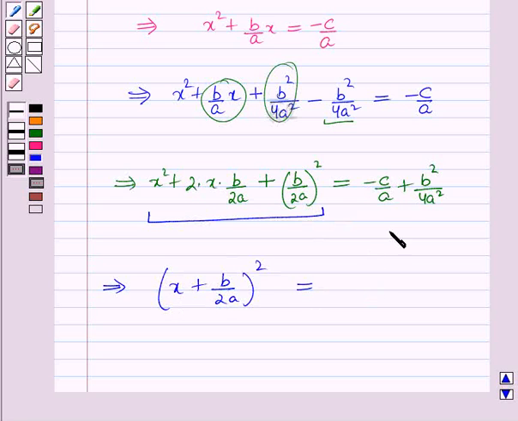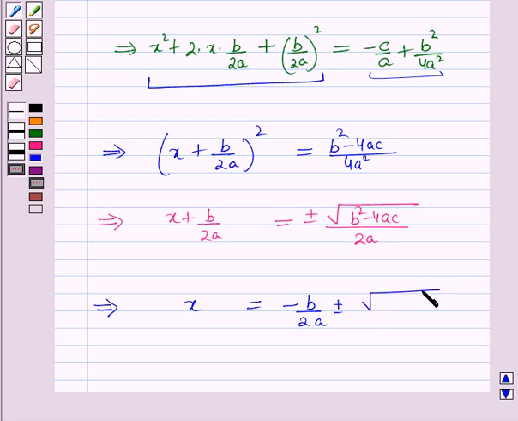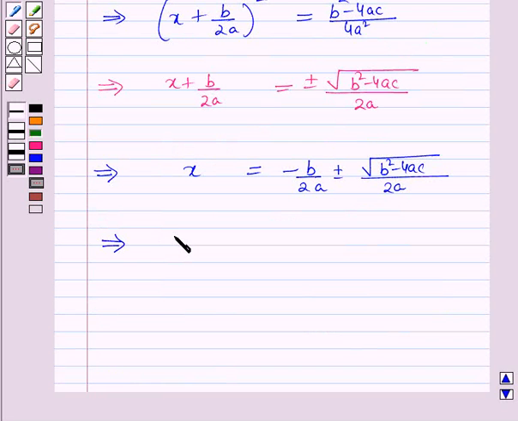square, which is equal to, now on this side taking the LCM, that is 4a square, it will become b square minus 4ac. That is, on the right hand side we are getting b square minus 4ac whole upon 4a square. Now taking the square root, this implies x plus b over 2a is equal to plus minus square root of b square minus 4ac whole upon 2a. Now this further implies x is equal to minus b over 2a plus minus square root of b square minus 4ac whole upon 2a, which further implies x is equal to minus b plus minus square root of b square minus 4ac whole upon 2a.